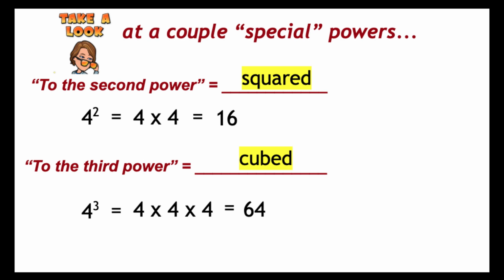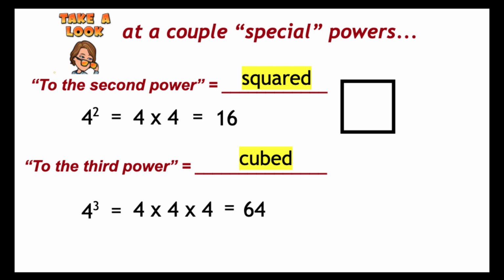So let's review. There are 2 special power names. Instead of saying to the second power, we need to start saying squared. Instead of saying something to the third power, we need to say that something cubed. Think about this for a second, 7th graders. Why do we call things to the second power squared, and why can we call things to the third power cubed? Those have very geometric sounds to them, don't they? Why do you think?